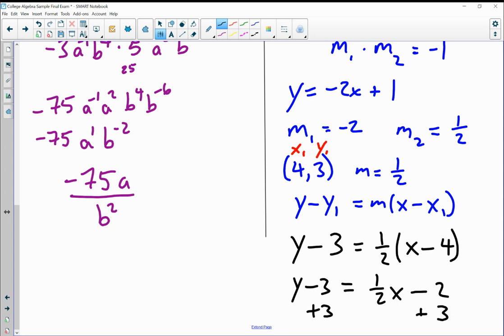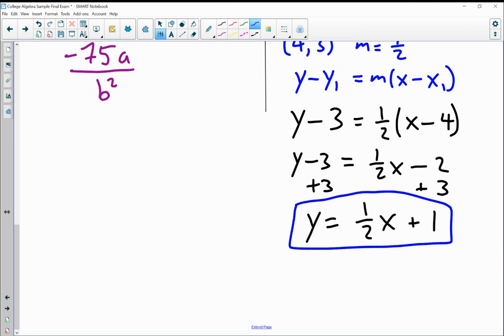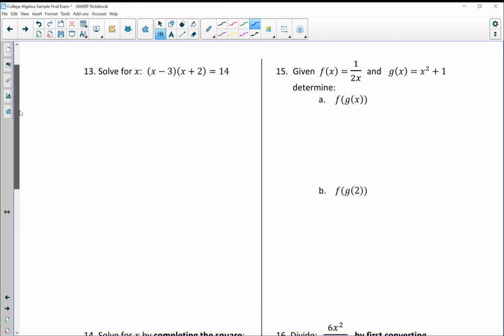Add the 3. So we have y equals 1/2 x. Negative 2 plus 3 is a positive 1. Okay, so that would be our equation in slope-intercept form. Alright, let's take a look at our next page. Solve for x.